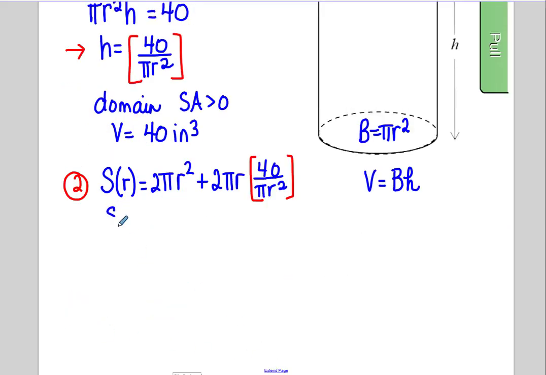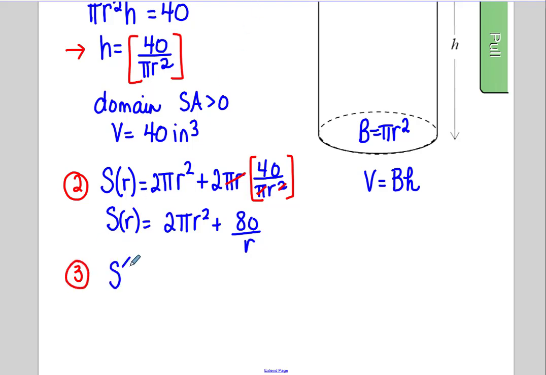And then simplifying that, the surface area in terms of the radius is 2 pi r squared plus 2 times 40, that's 80. And then one of our pi r's is going to cancel the other pi r and just leave us an r in the denominator. So we can take the derivative now and find our critical number for the radius.